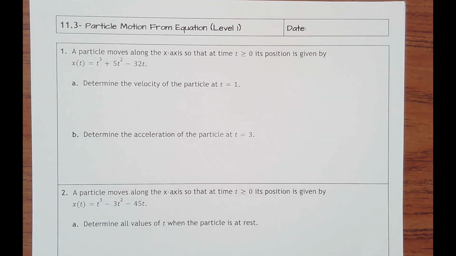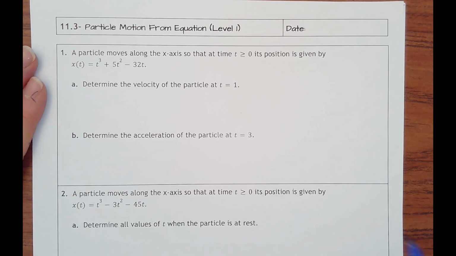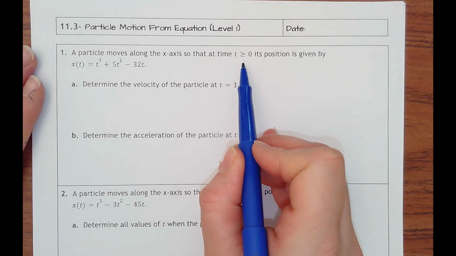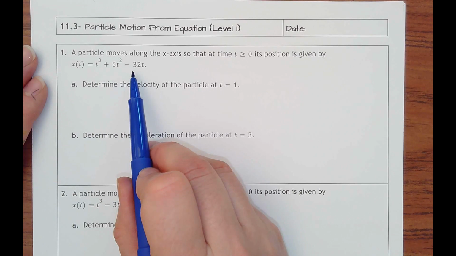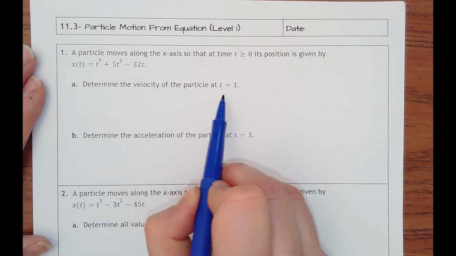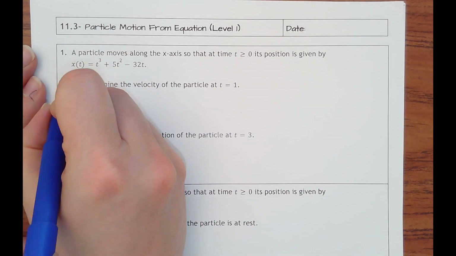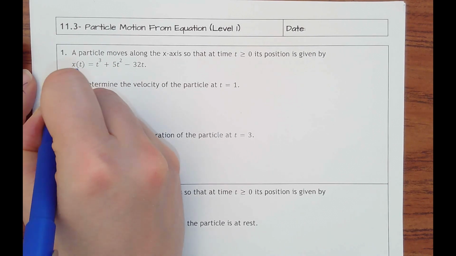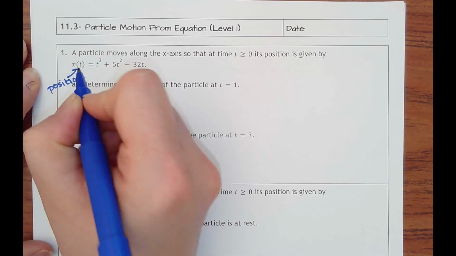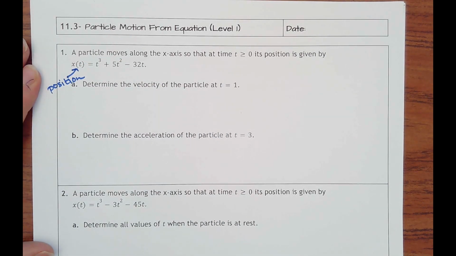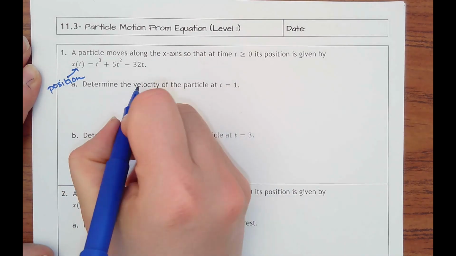Also 11.3, particle motion from an equation, level 1. It says a particle moves along the x-axis, so at time greater than or equal to 0, its position is given by this function. Determine the velocity of the particle at t equals 1. So we talked about how x of t is a position. So where is it on the number line over time? We want to find velocity.